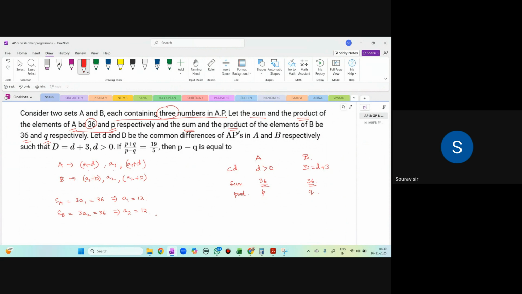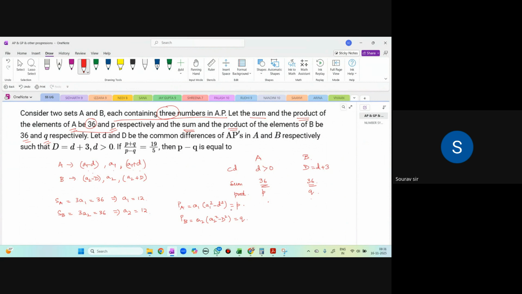Now I need to find D, capital D and small d. So the product of the first series is given as P. Product of the second series is given as Q. So the product of the first series would be A1 into A1 plus D into A1 minus D, which is A1 square minus D square. This is given as P. Product of the second series is A2 into A2 square minus capital D square, which is given as Q.